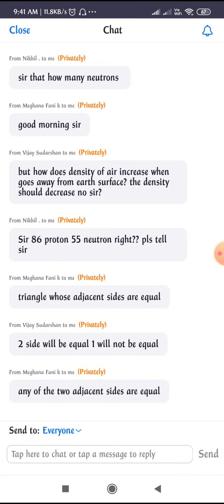Nikhil has said, sir, 86 protons, 55 neutrons, right? Why are you striking your head so much? See here, how are you going to find the number of neutrons? A minus Z, that's all. Just take the mass number and the atomic number, subtract them, and the number you get is the number of neutrons. That's it.